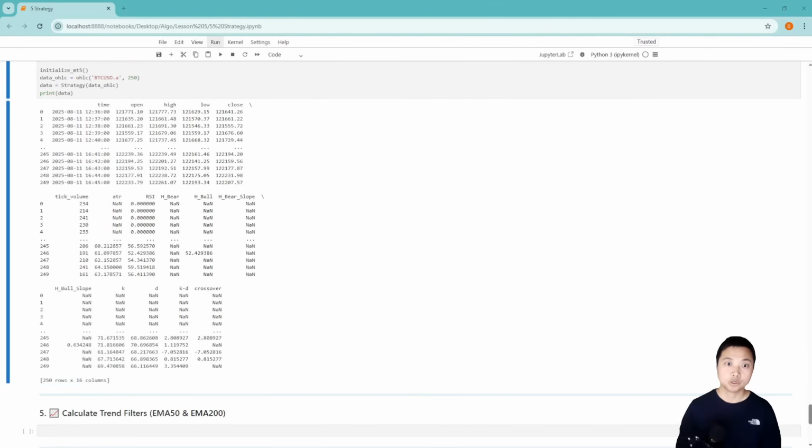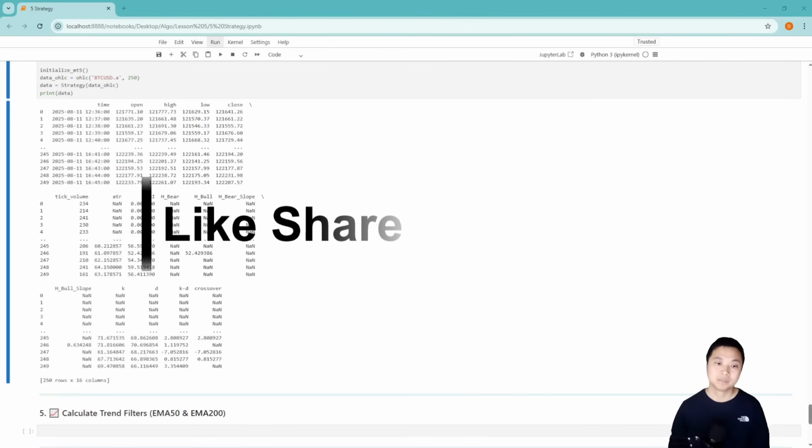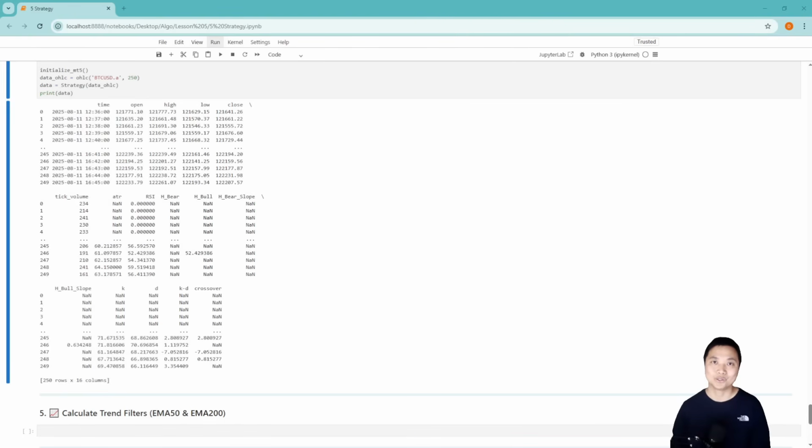In the next episodes, we'll complete the entire strategy by adding two powerful trend filters, that is the EMA 50 and also the EMA 200. These moving averages help us to define the broader market direction, telling us whether or not we are in an upward trend or a downward trend. This step is the most critical one for improving the trade accuracy by aligning our entries with the overall trend. Make sure you don't miss it. See you in the next episode.